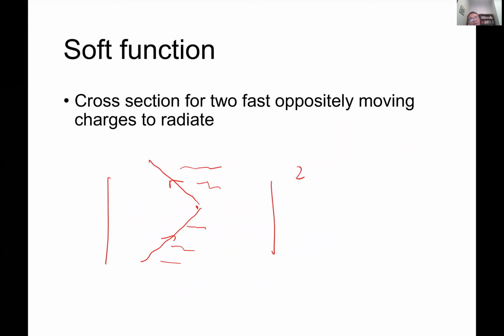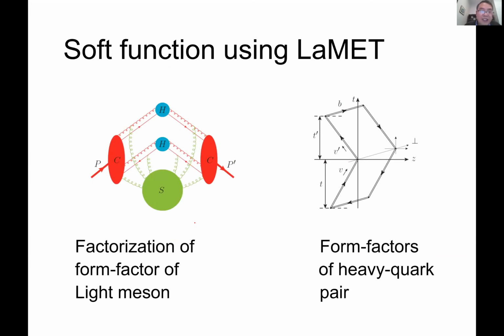The soft function involves a cross-section for two fast-moving charges that radiate lots of soft gauge particles, photons or gluons. You look at the cross-section for this, and Xiangdong Ji and friends have calculated this to three loops, and it's a heroic effort. So we thought about how to calculate it in the non-perturbative region, and we proposed two methods. Again, using LaMET, the idea is to replace this Wilson line on the light cone with a fast-moving hadron state.